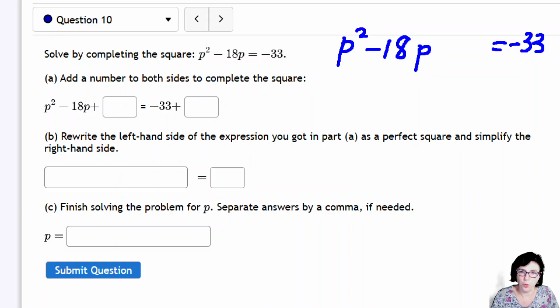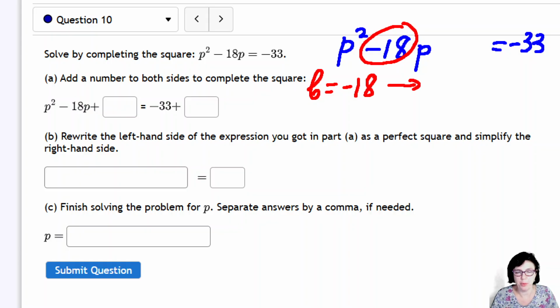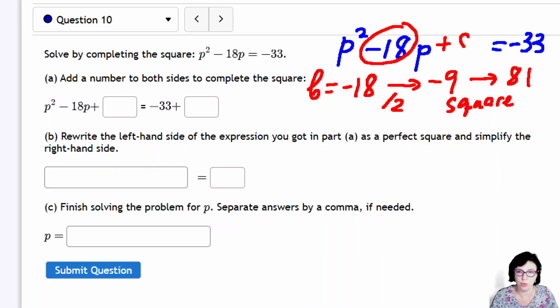First, we're looking at what's the number in front of the variable. That's your b. So b here is negative 18. The next step is to divide it by 2. So negative 18 divided by 2, that's negative 9. And finally, you're going to square whatever you get, and negative 9 squared is the same as 9 squared, and that's just 81. And that's the number that you're going to be adding to both sides.